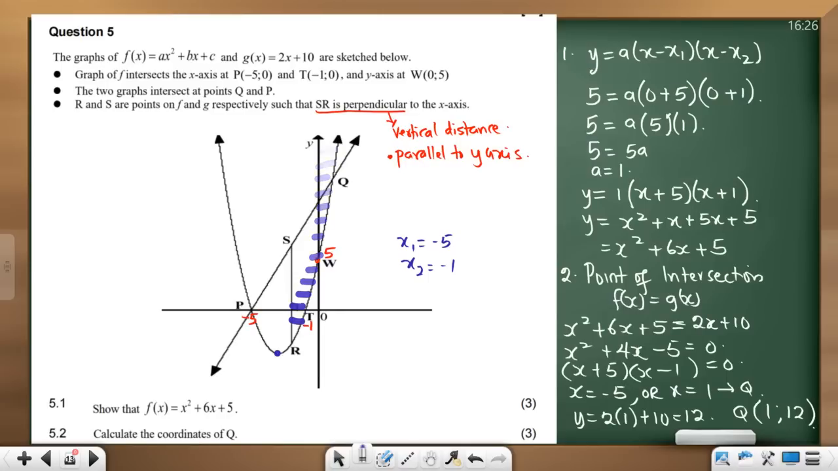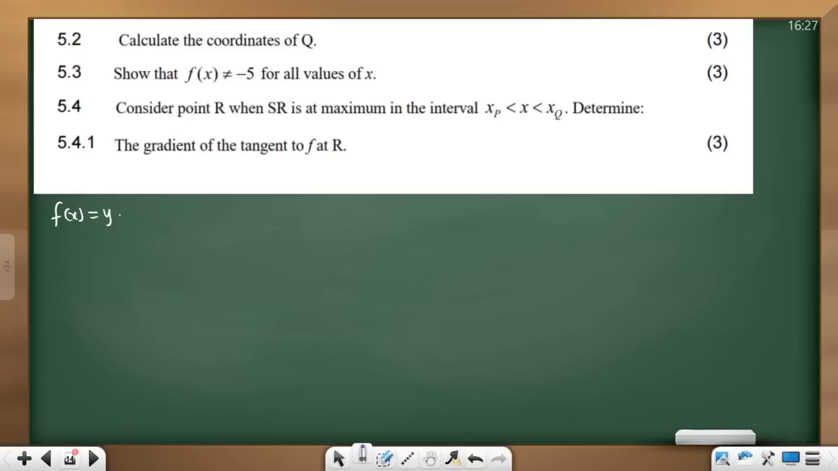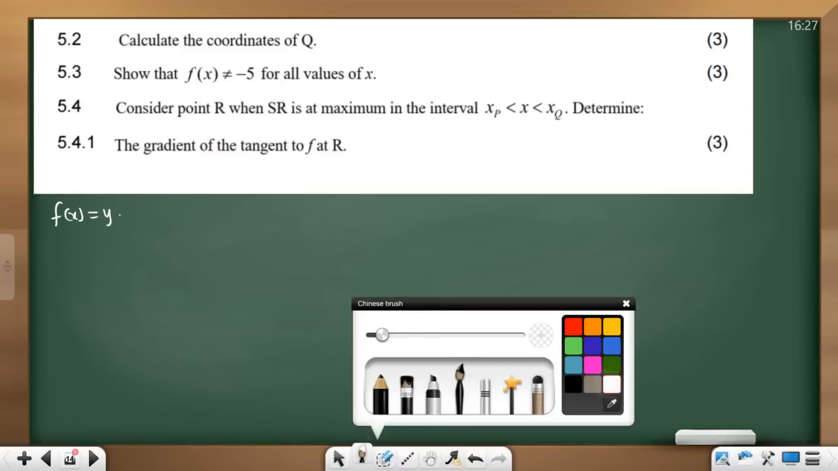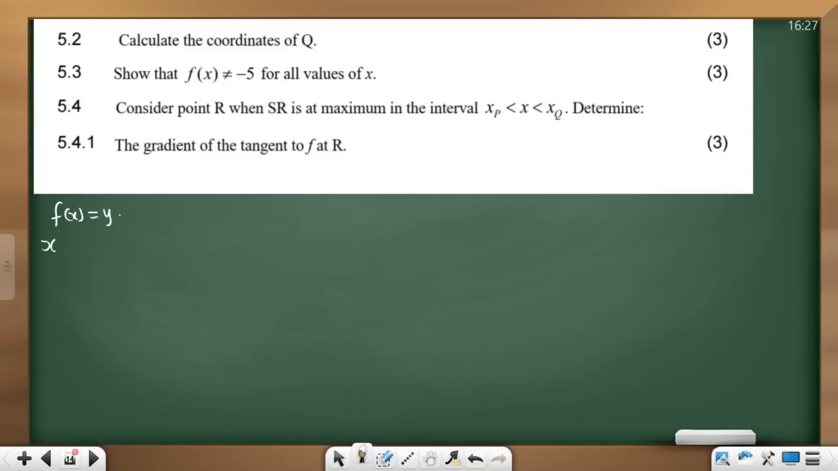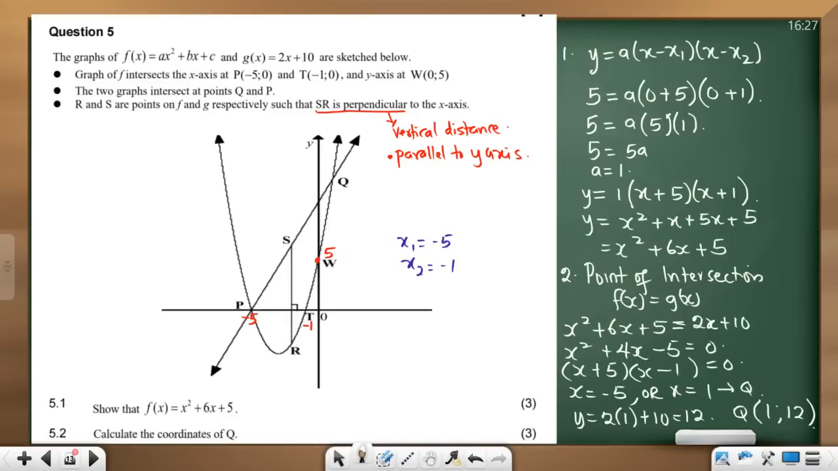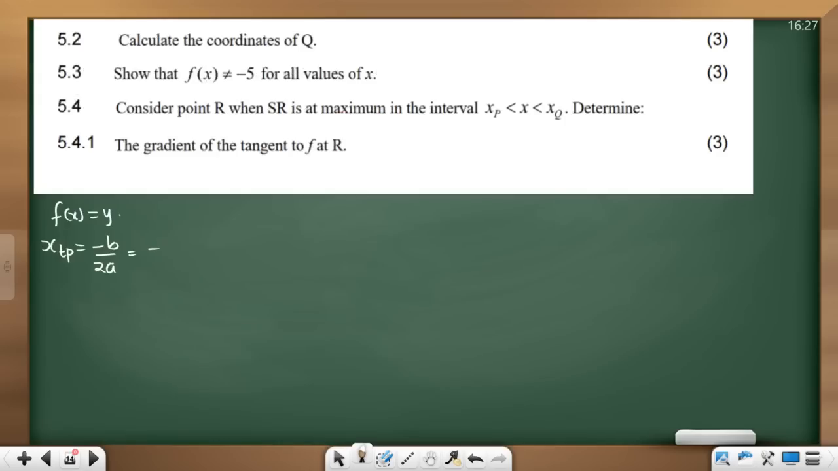Where does it stop? Oh, it stops right here. The examiner is clever. All the examiner is asking for is to find the minimum. What is the minimum value of y? The minimum is at the turning point. So let's find xtp: minus b over 2a. What is our b? Positive 6, so minus 6 over 2 is negative 3.